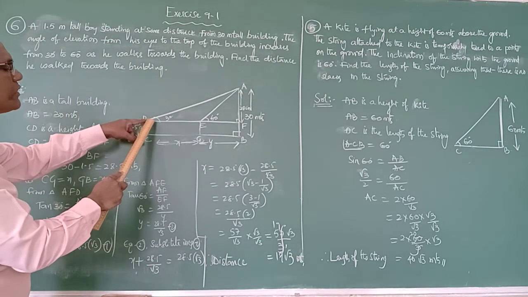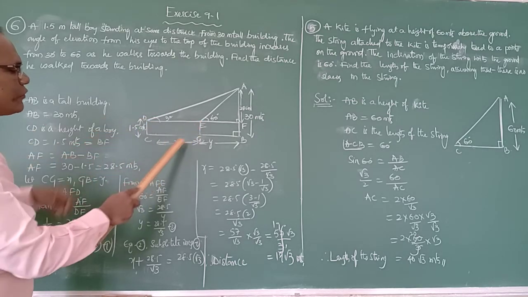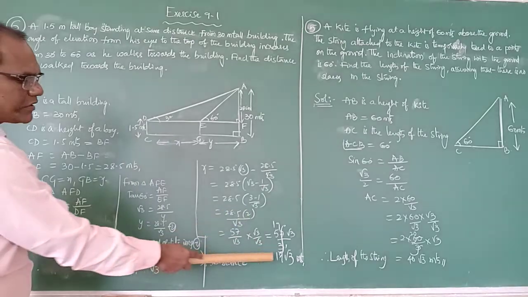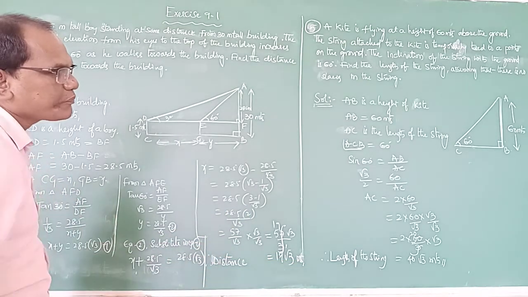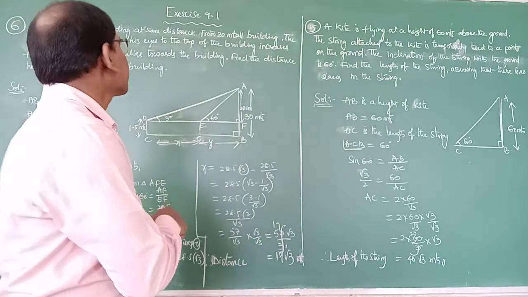From the height of the boy's eye, he walked up to here. This much he walked, which equals 19 square root 3 meters. So these are the fifth sum and sixth sum.